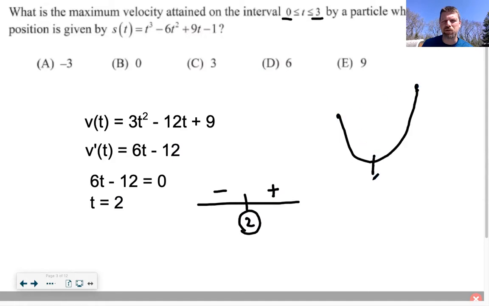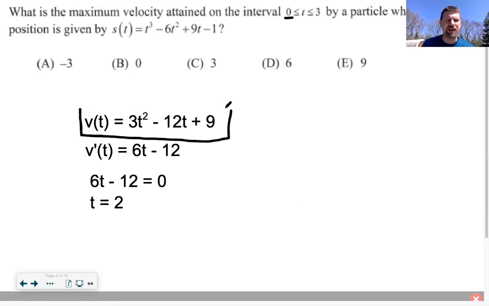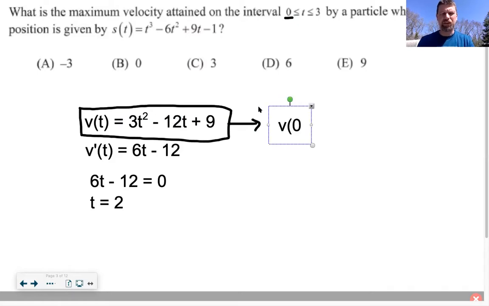At time t equals 2, we're at a minimum. So take those endpoints and plug them in. I'm looking for maximum velocity. So when I take this endpoint of time equals 0, I plug that into my velocity function. That's pretty easy to do in our head. If we plug 0 into that, I'll have a velocity of 9, right? 0 minus 0 plus 9. V of 0 for 0 seconds is equal to 9.